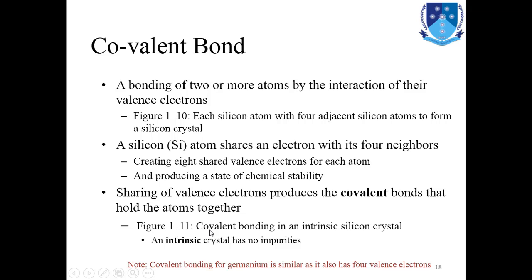Figure 1.11 represents the covalent bonding in an intrinsic silicon crystal. Remember that an intrinsic silicon material is that material which has no impurity. So the intrinsic crystal will be a crystal with no impurities. Remember that the covalent bonding for the germanium atom will be similar as it also has four electrons. So here we will discuss only the silicon atom.